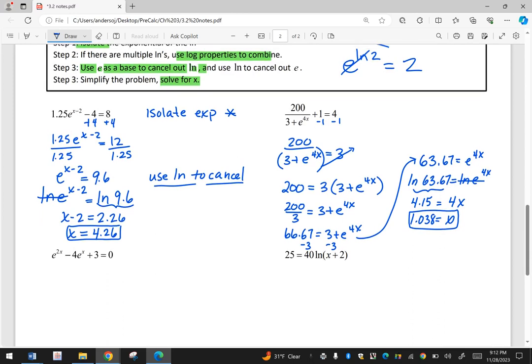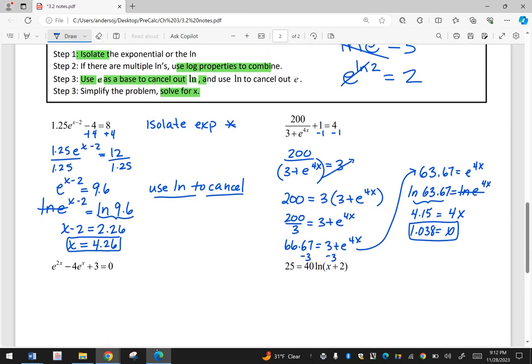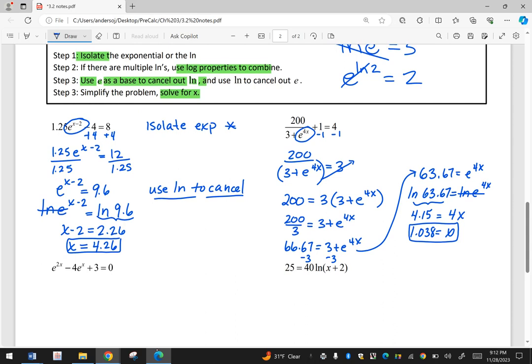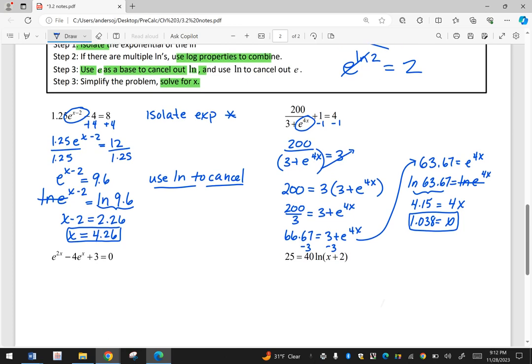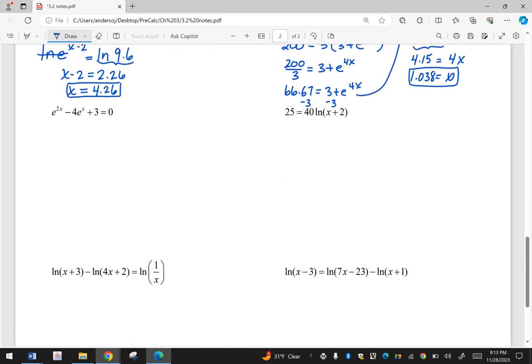But you can see we've followed the same steps here. We've isolated the exponential, so always be thinking of what is that exponential that you want to get on the side by itself. Once we've isolated, then we use the ln in order to solve it, cancel that out, and solve the equation that's remaining.